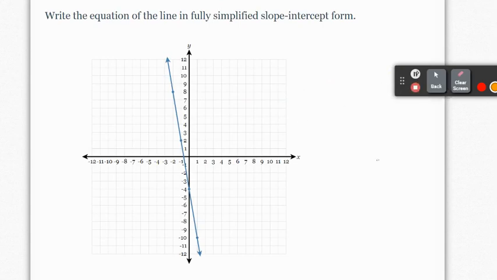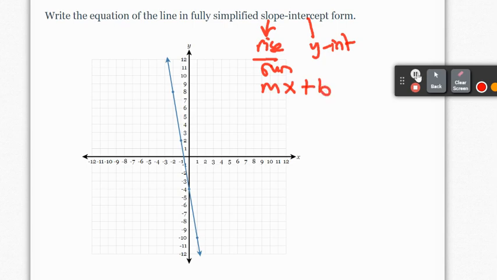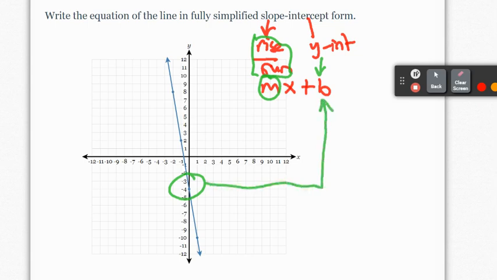If we're given a line and we're supposed to go to slope-intercept form, then we just have to identify the slope, the rise over the run. We need to find the y-intercept, and then we need to write mx plus b form from those two things, where the m is the rise over the run, and the y-intercept produces the b value. So the y-intercept should be visible right away. That's -4.